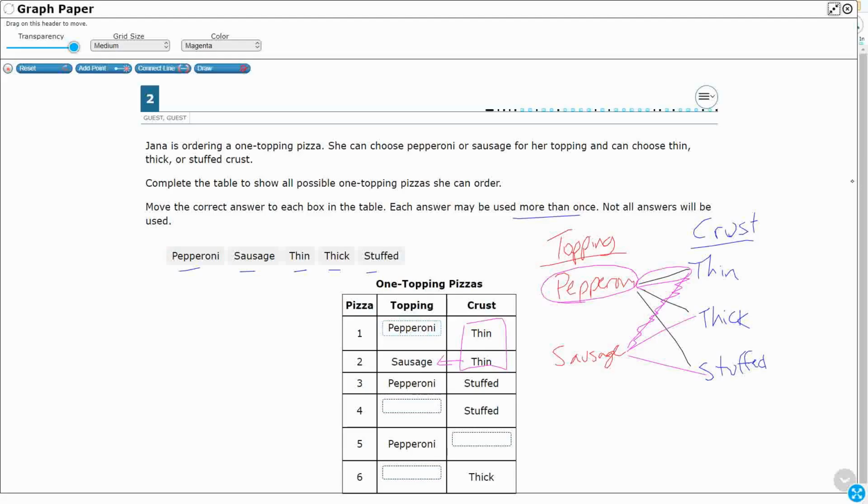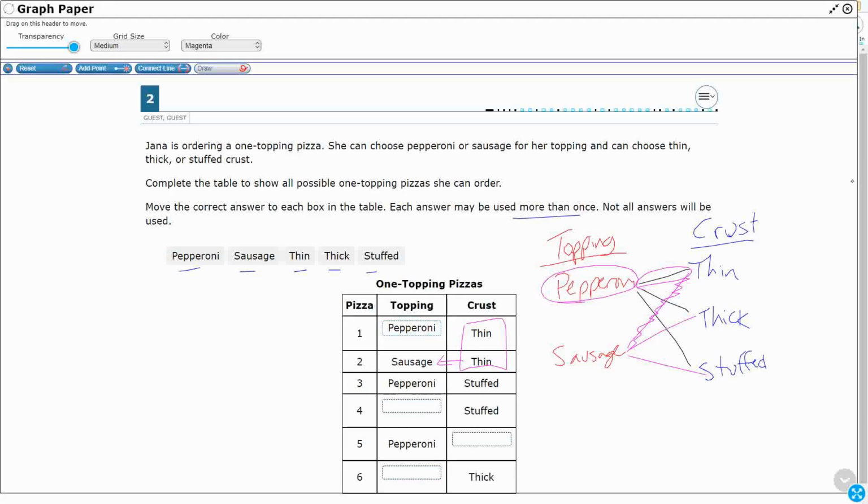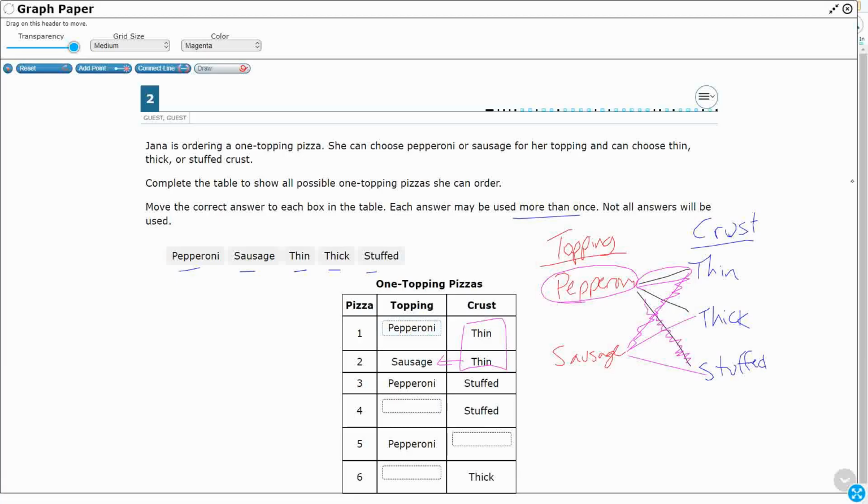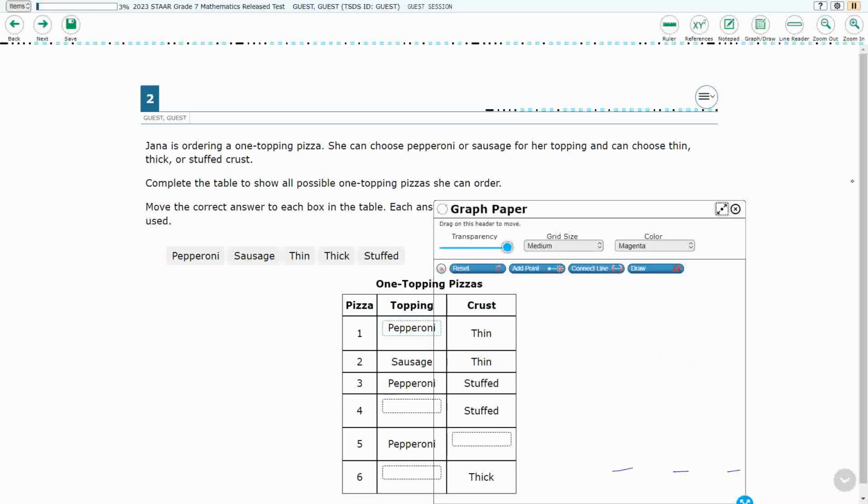Now I've got stuffed with pepperoni. All right, so stuffed with pepperoni. I'm just going to kind of shade that in. We got that. We're missing stuffed with sausage. That's the one we're missing. So let's get sausage right there.